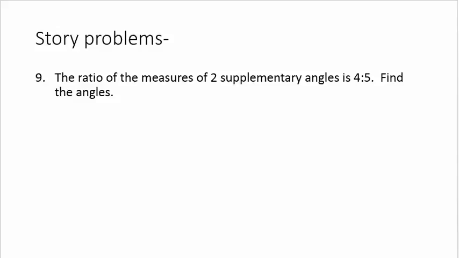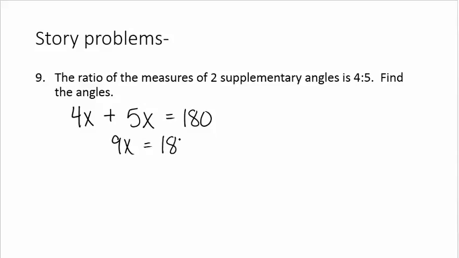Another example using ratios. The ratio of the measures of 2 supplementary angles is 4 to 5. So that means 4 parts to 5 parts. Find the angles. So if one of the angles is 4 parts, that's 4x. The other angle is 5 parts, that would be 5x. And if they are supplementary, that means that they add up to 180. We need to solve for x. So we have 9x equals 180. Divide both sides by 9, and we get that x equals 20.